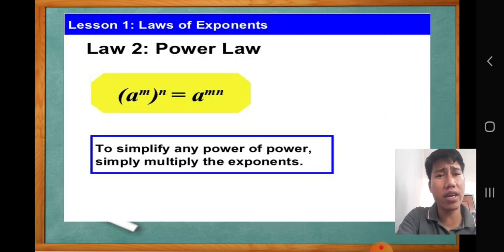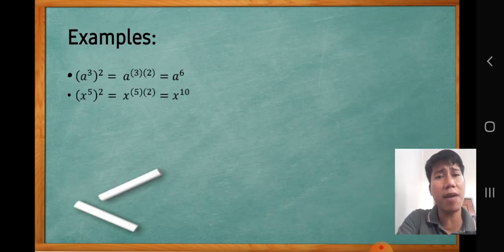Next is the power law. When we say power law, a raised to m, all raised to n, is equal to a raised to mn. So if you have a power and then gihatagan siya exponent, you need to multiply the exponent. So to simplify any power of a power, simply multiply the exponent. So for example, a raised to 3, gi-raise pa jud 2. So the answer is a raised to 3 times 2. So the answer is a raised to 6.